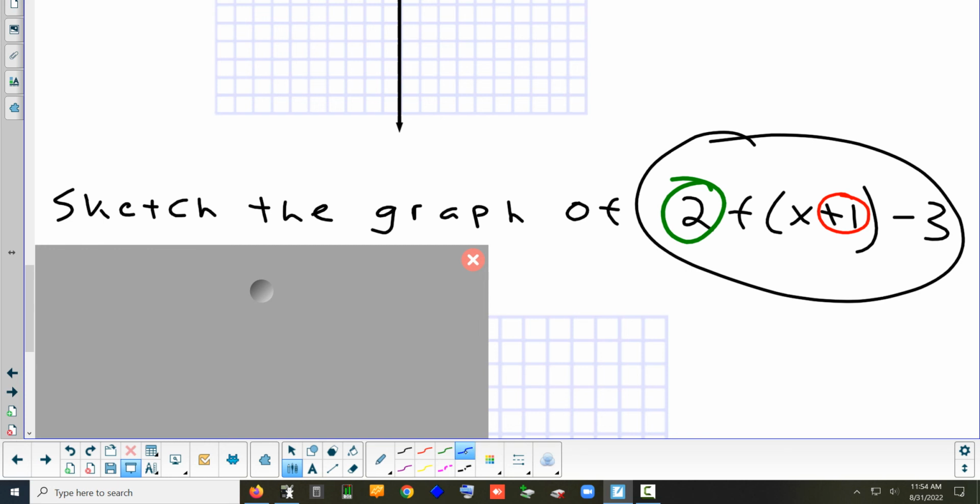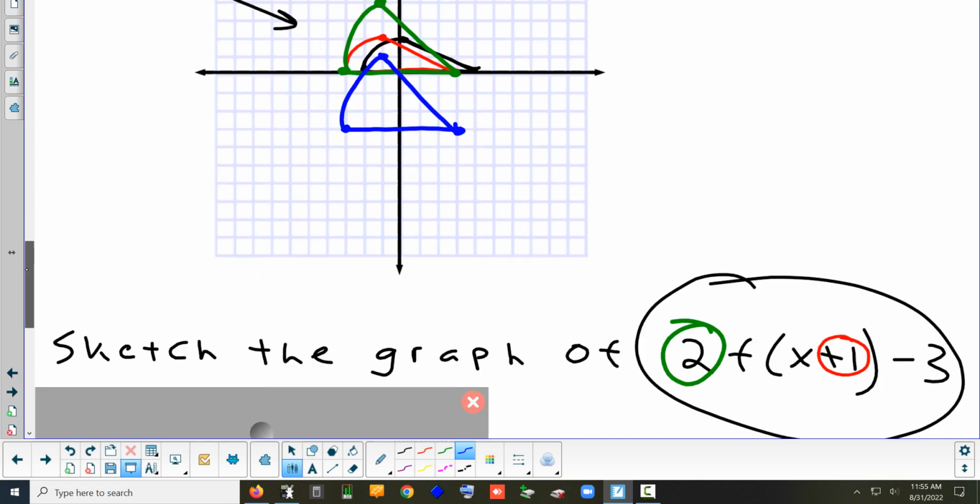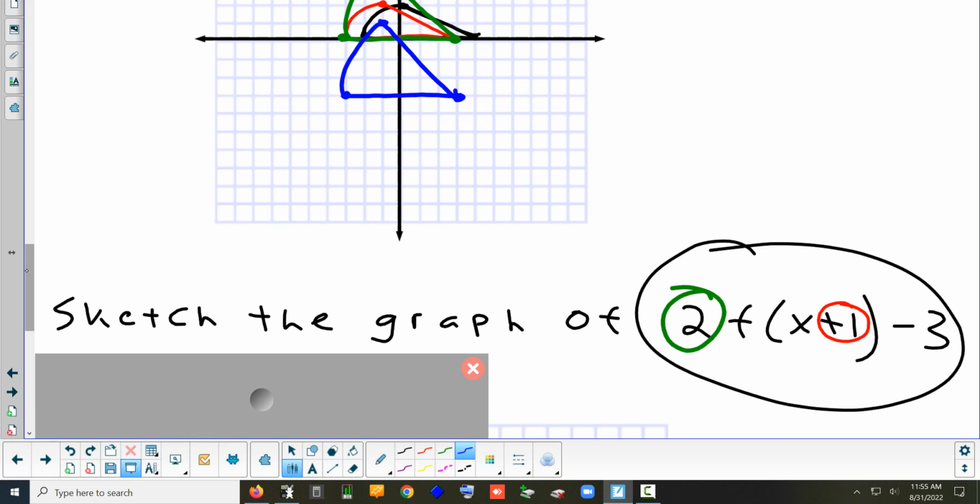And how about the -3? What's that going to do? Yeah, down 3. So take every point down. 1, 2, 3. 1, 2, 3. 1, 2, 3. And the one in blue is the final answer. So we just did a transformation to an image without even knowing what the formula was. We didn't need the formula. We just look at the image.